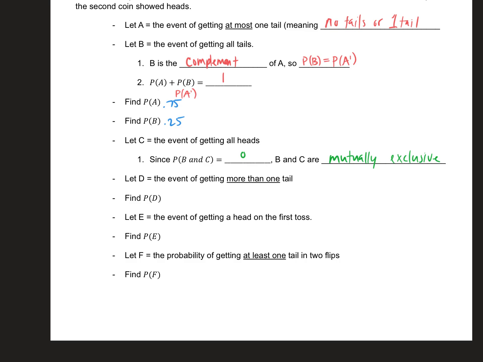D is the event of getting more than 1 tail. What does that mean? Getting all tails, 2 tails. So the probability of D is 1/4 or 0.25. The probability of E, getting a head on the first toss. So what are my 2 outcomes? Head, head, and head, tail. So 2 out of 4. And, yeah, 50% or 1/2.